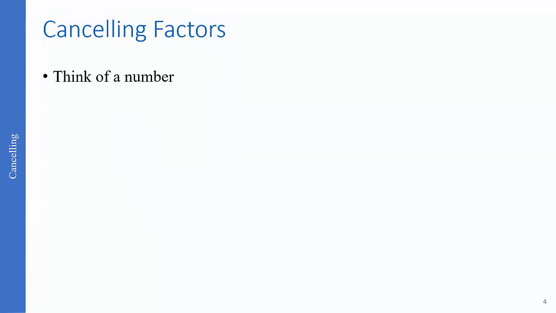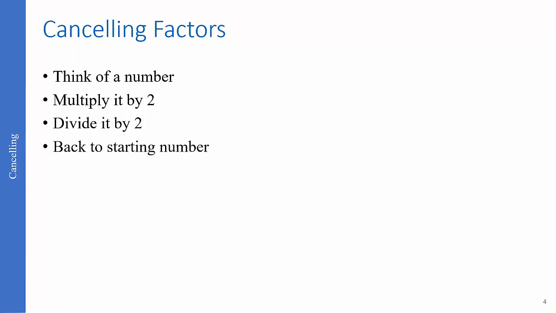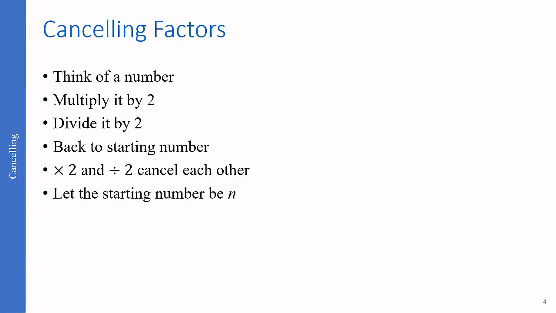Think of a number, multiply it by 2, now divide by 2, and of course you're back to your starting number, because multiplying by 2 and dividing by 2 will cancel each other out. If we let the starting number be represented by n, then we have 2 times n divided by 2, and the 2 times and the divide by 2 will cancel each other out, leaving us with just n.